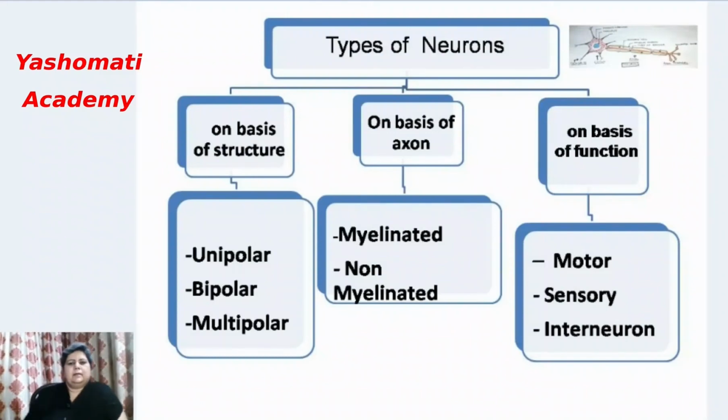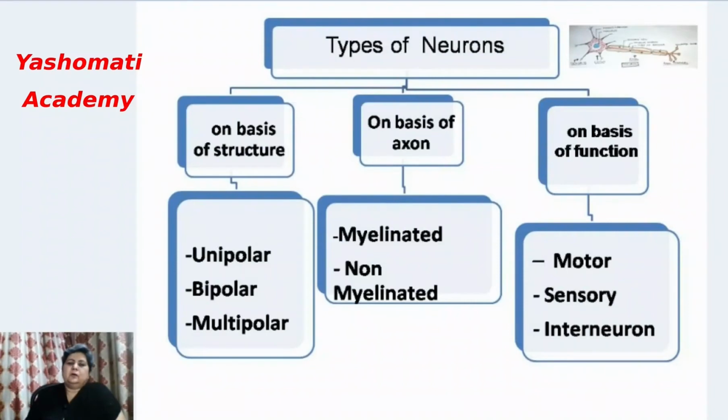Hello everyone, let us try to understand different types of neuron in today's lesson. We have already studied that neurons are the structural and functional unit of nervous system. Nervous system is that system which helps us to understand the changes in our environment, and it also helps us to adjust according to the changes.